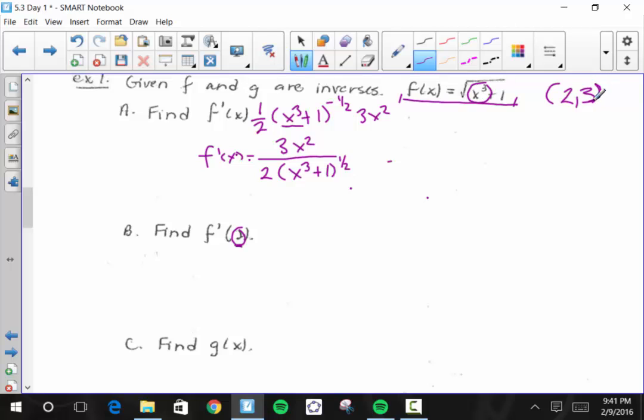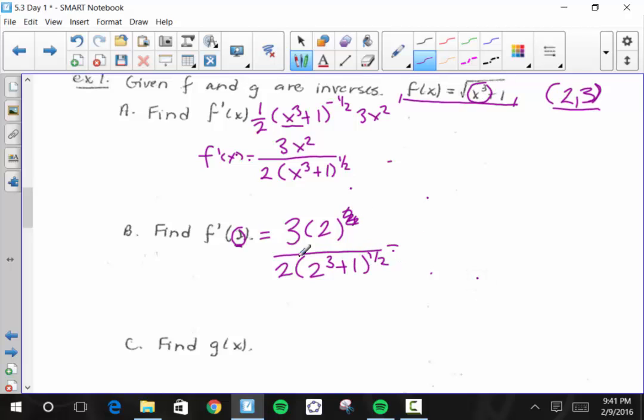Okay, so you're finding the derivative at 2 when the original function is at 2, the point (2, 3). So let's find f prime of 2. We're going to plug that 2 into the function right up here and right there. So we got 3 times 2 squared all over 2 times (2 to the third plus 1) raised to the 1/2 power.